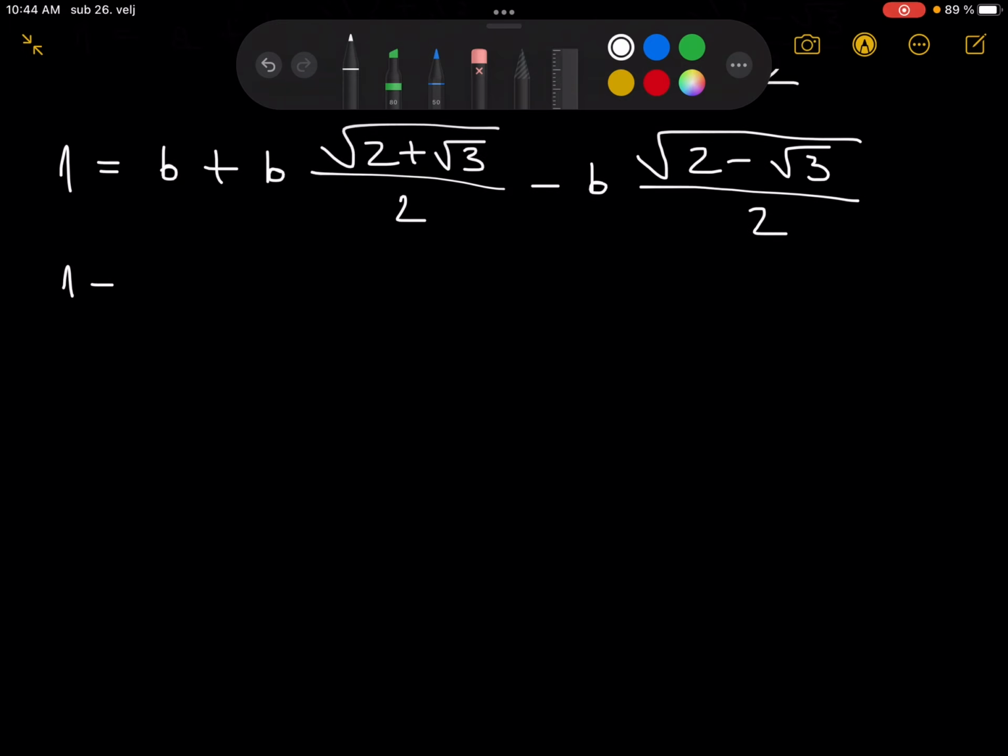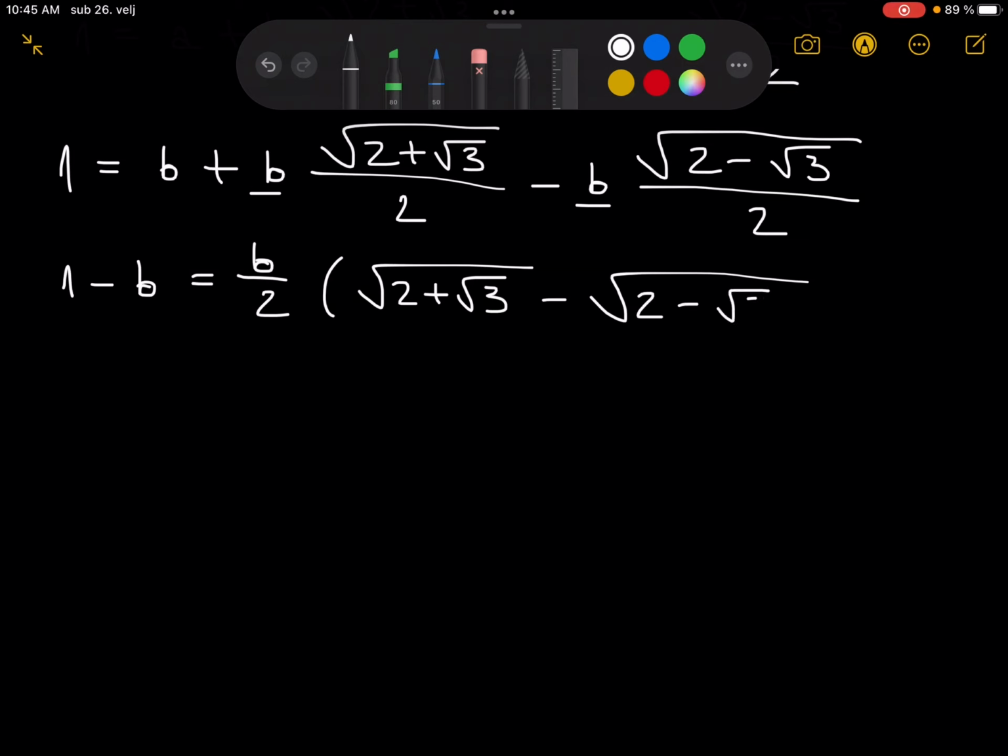Now, I'm going to subtract b from both sides, and I'm also going to factor out b from these two. I'm actually going to factor out b over 2. So that's going to be b over 2 times the square root of 2 plus the square root of 3 minus the square root of 2 minus the square root of 3. And by squaring both sides, I'm going to get that (1 minus b) squared is equal to b squared over 4.